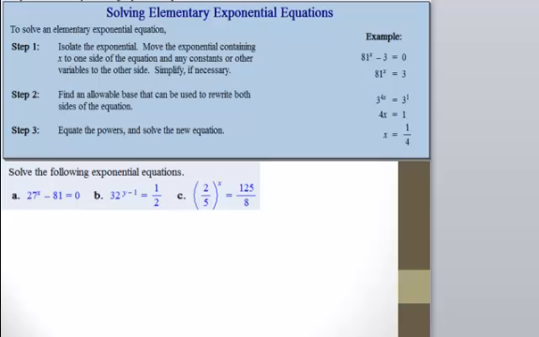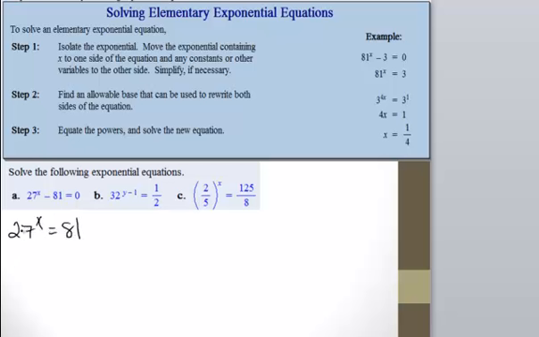Now, how can we use this information to solve exponential equations? What I'm going to do is let you read through these steps, but I'm just going to work the problems. So for A, what we want to do is get the thing raised to the variable by itself. So we're going to add 81 to both sides.